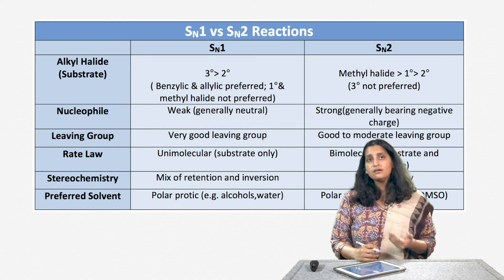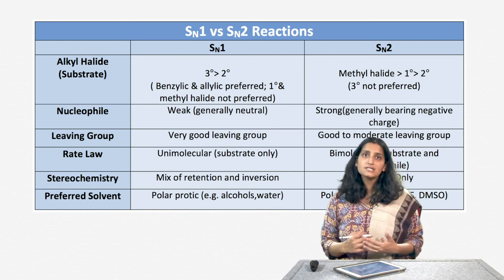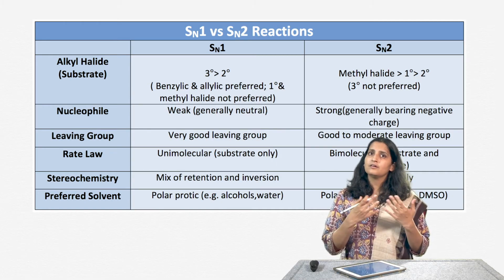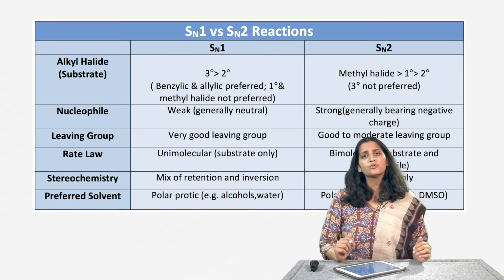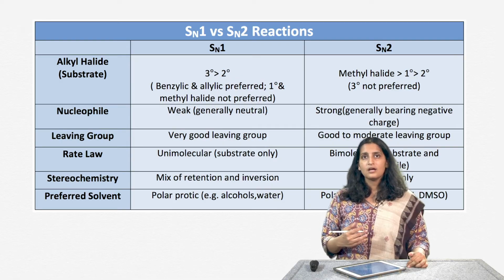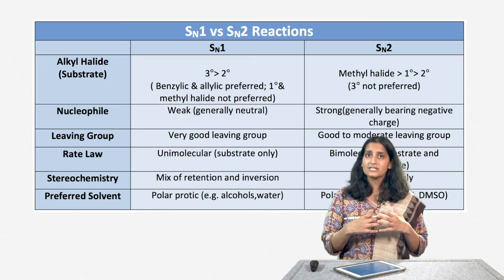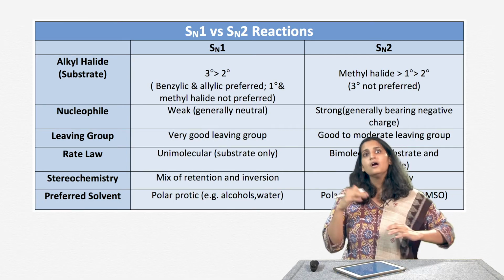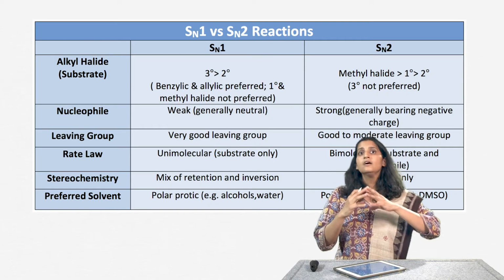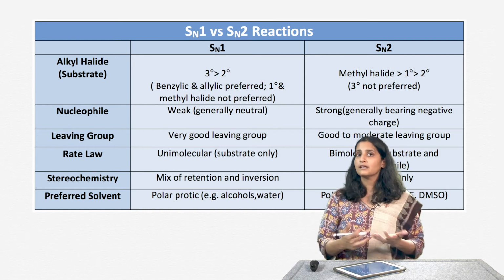We have also seen the nucleophiles required for SN1 reactions versus SN2 reactions. SN1 reactions require weak to moderate nucleophiles, whereas SN2 reactions require much stronger nucleophiles. The leaving group in the case of an SN1 reaction has to be a very good leaving group. In the case of SN2 reactions also you require decent leaving groups, but SN1 reactions have a higher favorability for a much better leaving group.